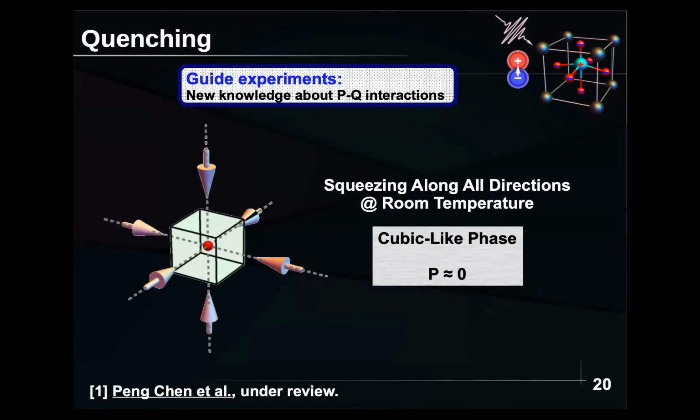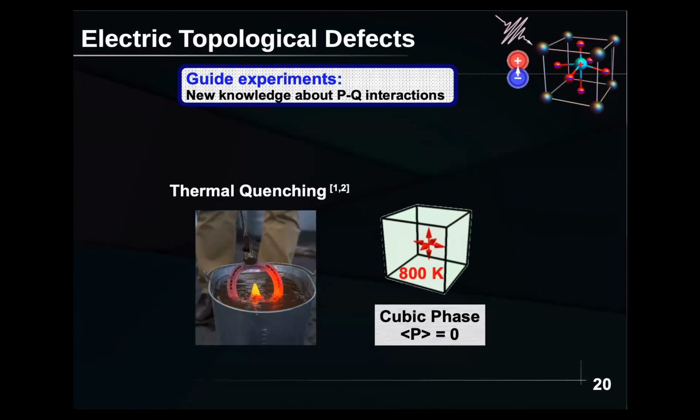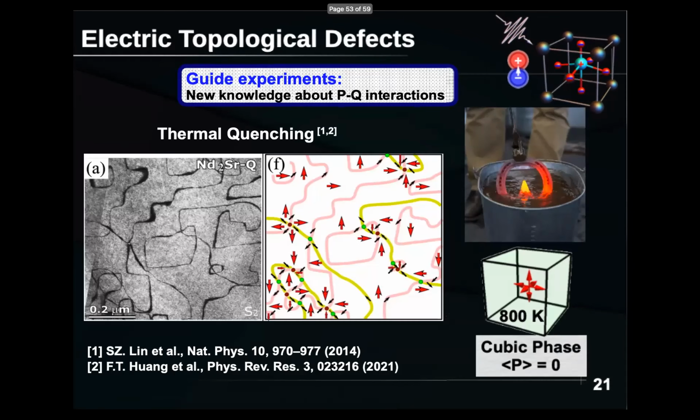This will generate what we call the cubic-like phase. So the approximate value of the polarization is around 0. It's a little bit different from the high temperature cubic phase, where the average polarization will be 0. And if we start with the high temperature cubic phase and quench down the temperature, then we can generate these topological defects, such as this hedgehog and vortex structure.